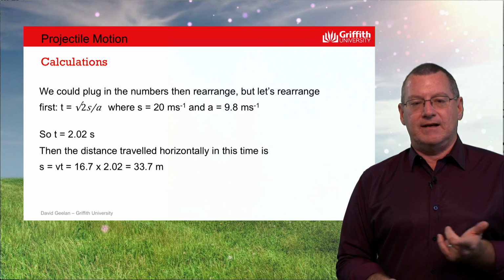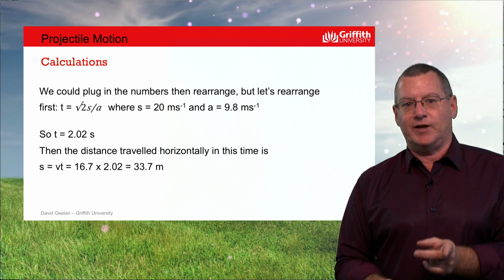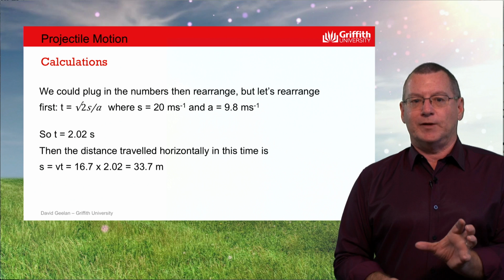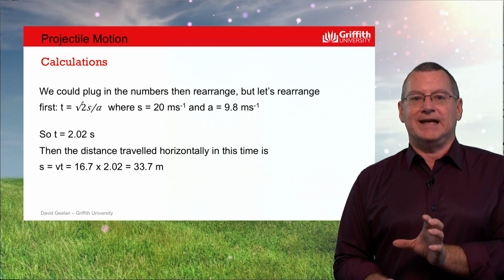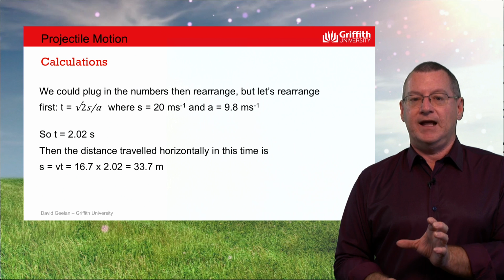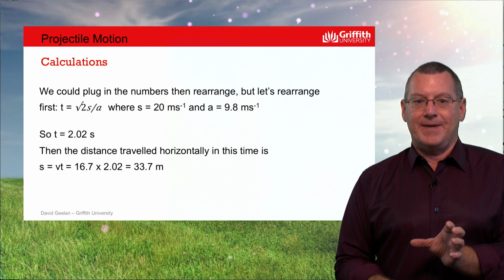And we know that velocity equals distance over time. We can rearrange that to distance equals velocity times time. So we know our velocity is 16.7 meters per second because we already figured that out. We know that the time taken is 2.02 seconds. So it lands about 33.7 meters from the base of the 20-meter high cliff when it comes over at that speed.